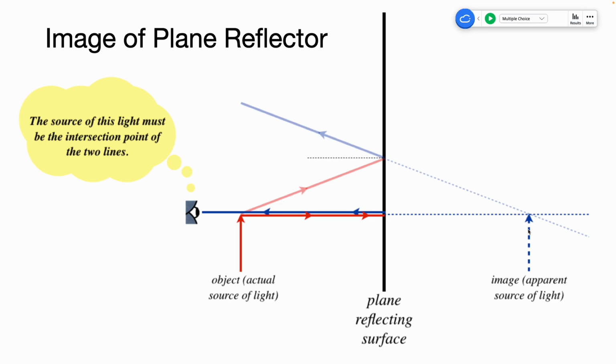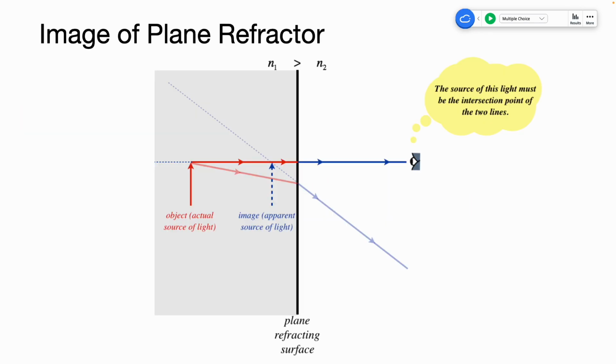It will be more obvious or more interesting when you look at a plane refractor. A plane refractor is just a piece of glass. There's no curvature. It's not glasses. It's not magnification glasses. It's not a microscope. It's just a plain, flat layer of medium.